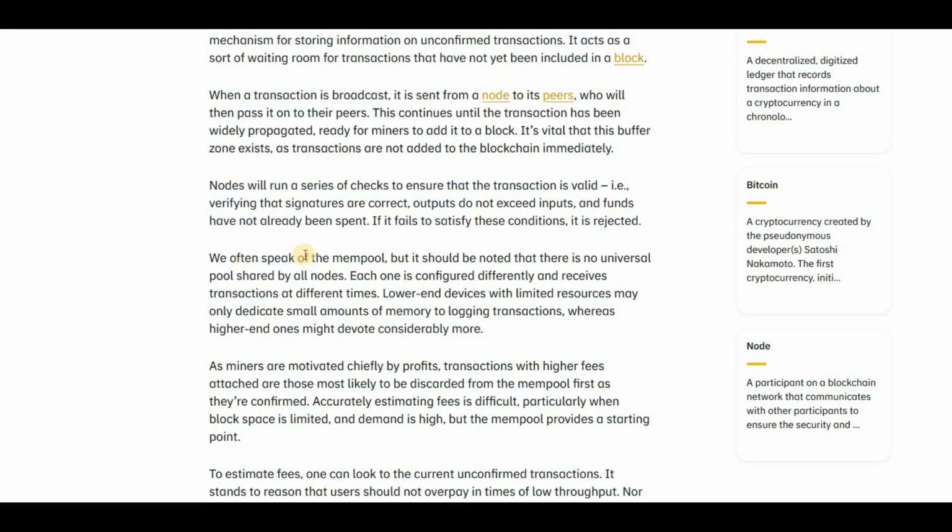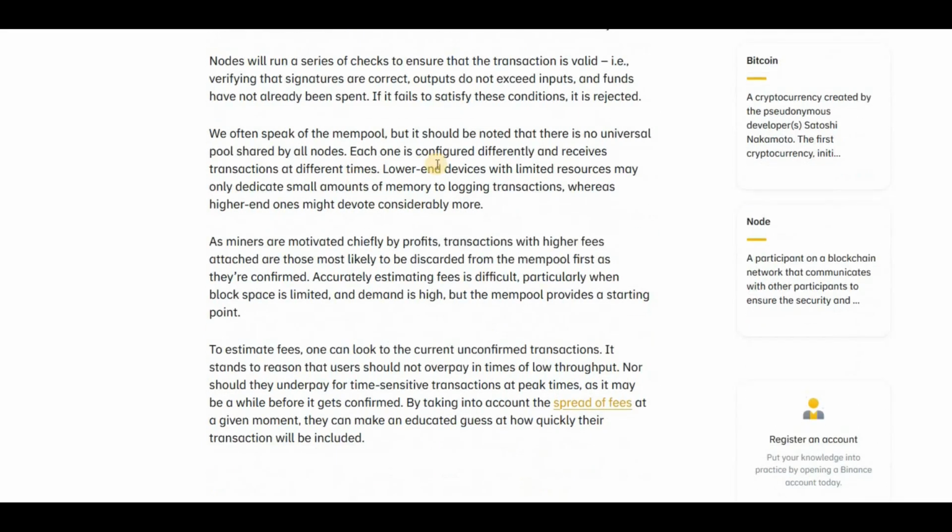We often speak of the mempool, but it should be noted that there is no universal pool shared by all nodes. Each one is configured differently and receives transactions at different times. Lower-end devices with limited resources may only dedicate small amounts of memory to logging transactions, whereas higher-end ones might devote considerably more. As miners are motivated chiefly by profits, transactions with higher fees attached are most likely to be discarded from the mempool first, as they're confirmed.